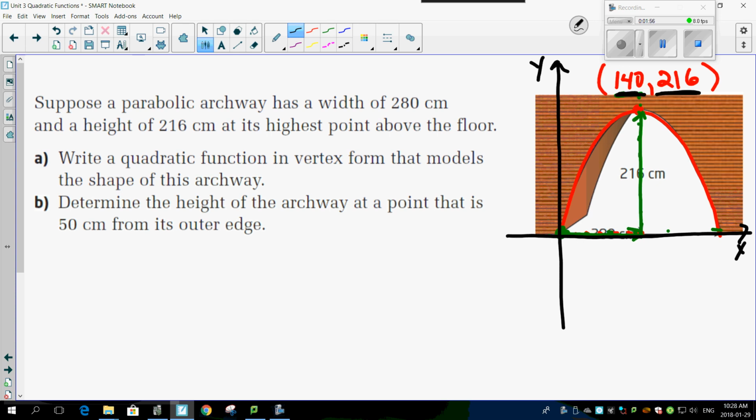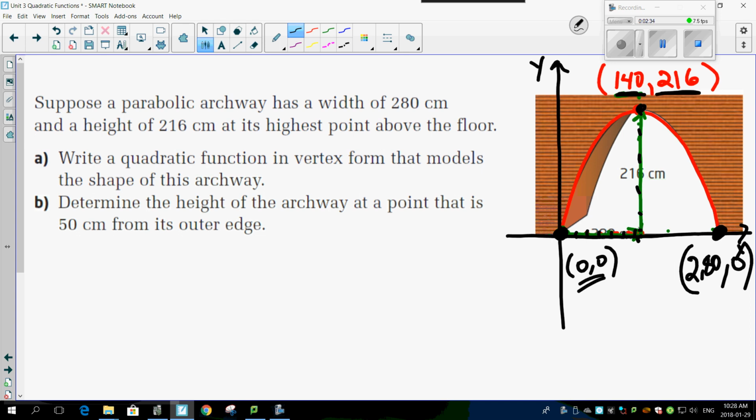Now this point is valid. You went out 140 this way, you're going up 216 that way. I like making one of the coordinates (0, 0). That becomes super easy to deal with, especially when we're trying to figure out the formula. See how it works? Okay. Question, what would this formula be? Well, of course, if this thing has a width of 280, that other point would be (280, 0). Look at that. So you could use either this point or this point. I'm going to use the vertex. (0, 0) makes this incredibly easy to do.